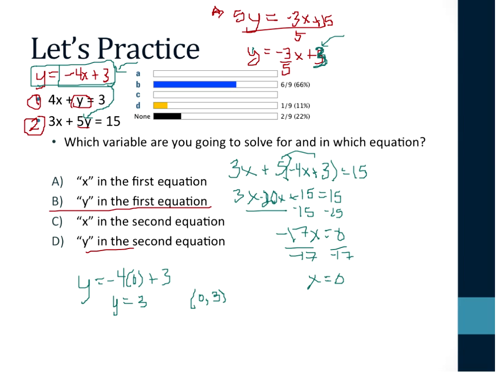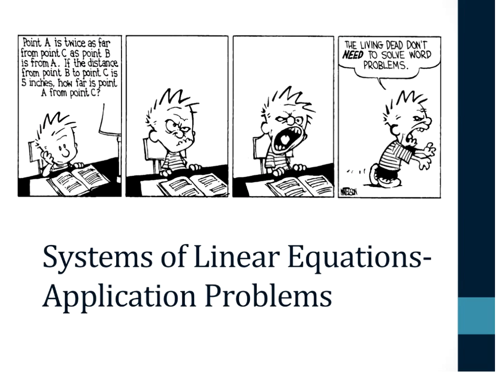And now we're going to move on to everybody's favorite, word problems, our wonderful application problems. We love Calvin and Hobbes. They always have some good math cartoons. Point A is twice as far from point C as point B is from point A. If the distance from point B to point C is 5 inches, how far is point A from point C? And he gets kind of freaked out, and he says, the living dead don't need to solve word problems.